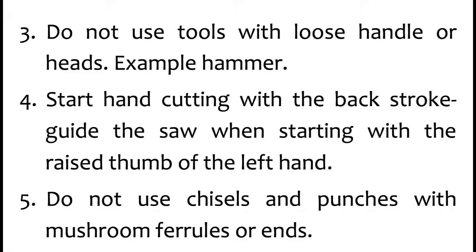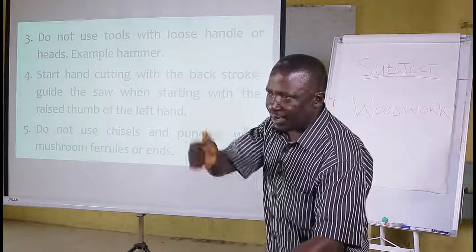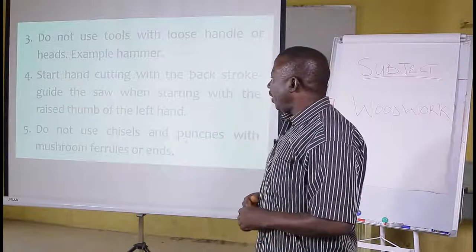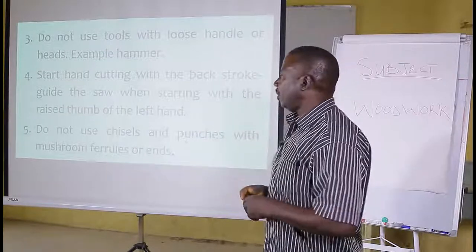Start hand cutting with the back stroke. This is demonstrated when we want to saw. With the back stroke, guide the saw when starting with the raised thumb of your left hand. You guide, and then raise with the back stroke. And when you are sure you have created a mark, then you can continue cutting.